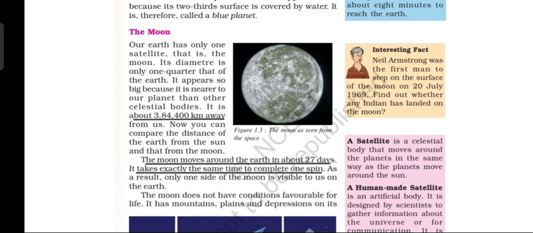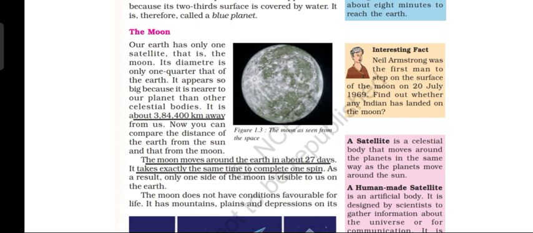It is about 3,84,400 kilometers away from us. Now you can compare the distance of the Earth from the Sun and that from the Moon. So, children, Earth has a natural satellite which is the Moon. Now, what is a satellite? So, children, a satellite is a celestial body that moves around the planets.